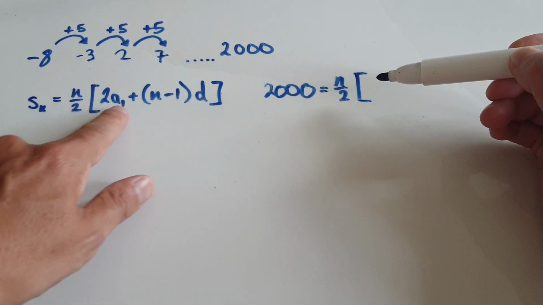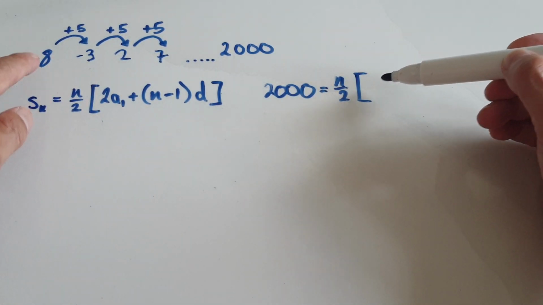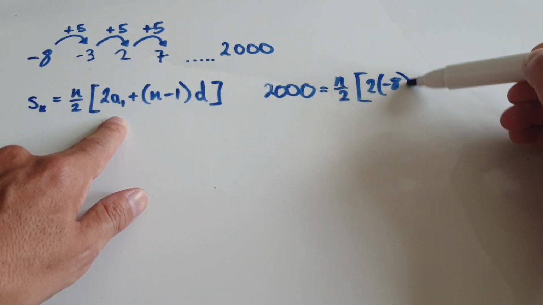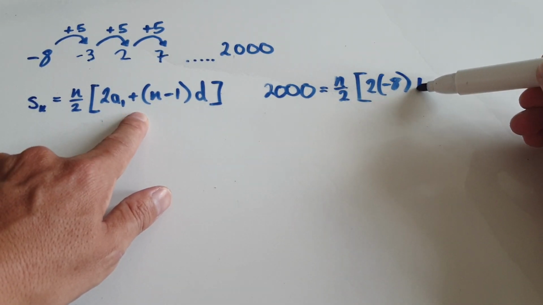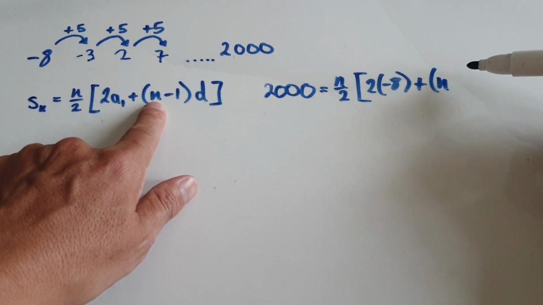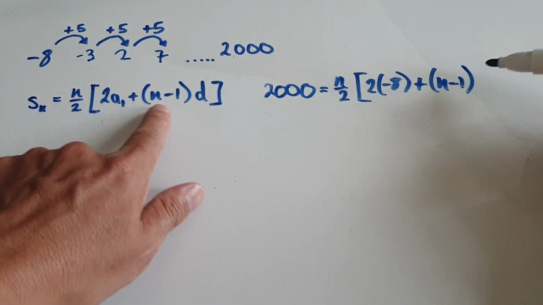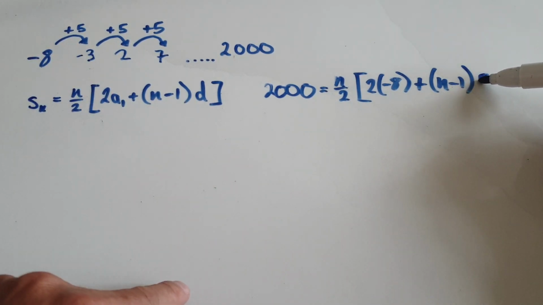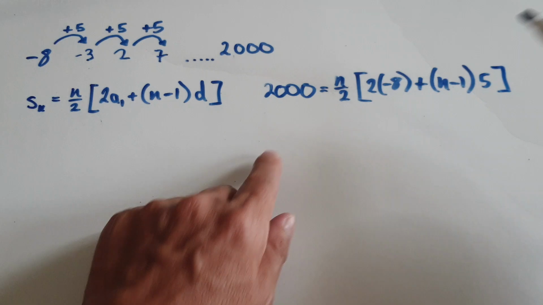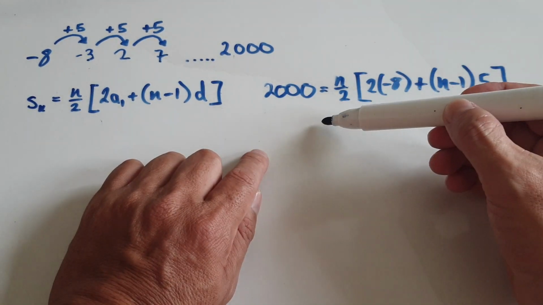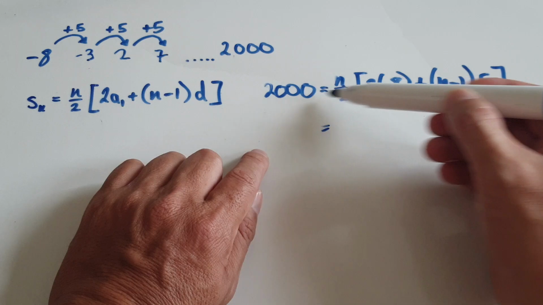We know the first term being -8, so that would be 2 times -8, and then plus n, which is what we're trying to figure out, the number of terms we need. And then the common difference is 5. So now it's just a matter of working out n. There's only one unknown, n. So times everything by 2.